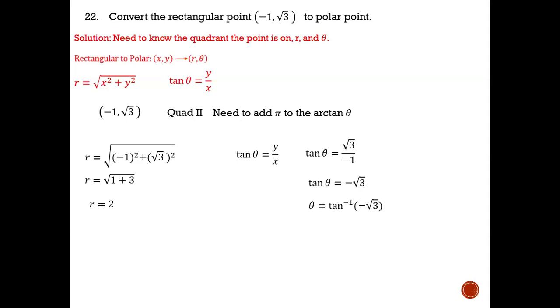If I do the arctan of theta, what I'm going to get is theta is equal to negative pi thirds. Because I know that I'm in quadrant 2, I need to add pi to this inverse angle, and I'm going to get that my angle in quadrant 2 based on these 2 points is 2 pi over 3. So now I can write my polar answer: the radius is 2 and the angle is 2 pi over 3.